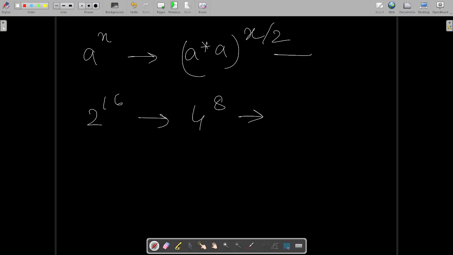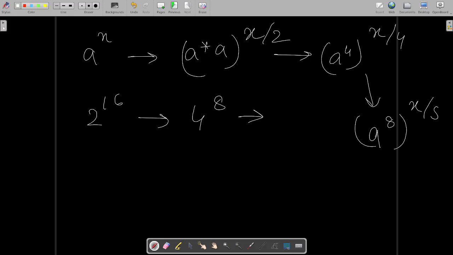And the next thing that you will try to compute is a raised to the power 4, and this will become x by 4, right? This goes on. This becomes a raised to the power 8, and this becomes x by 8, which actually, if you open the brackets, the power is in multiplication. This is actually a raised to the power x, but you are breaking it down. You are computing the power in steps of 2.